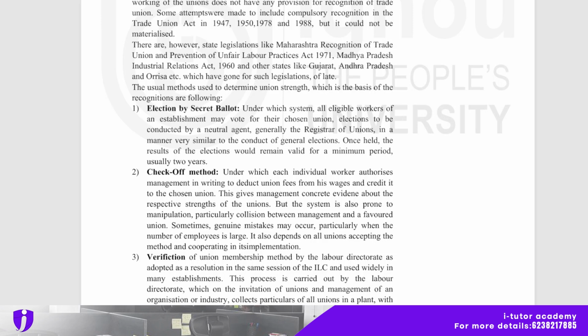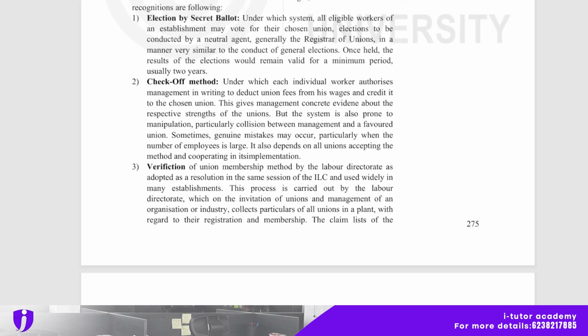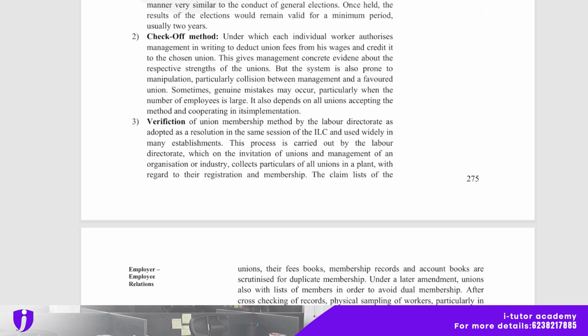The usual methods used to determine union strength, which is the basis of recognition, are as follows. First, election by secret ballot, under which system all eligible workers of an establishment may vote for their chosen union. The election is to be conducted by a neutral agent, generally the registrar of unions, in a manner very similar to the conduct of a general election. Second, the check-off method, under which each individual worker authorizes management in writing to deduct union fees from his wages and credit it to the chosen union.